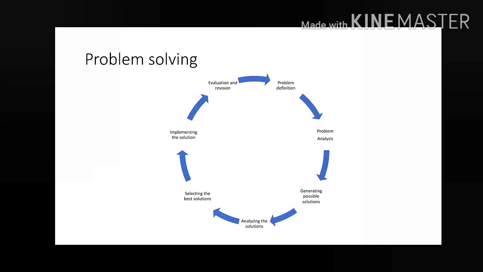He or she needs the physical assistance. Okay, so this is generating the possible solution. Now he can generate the possible solution for health issues.